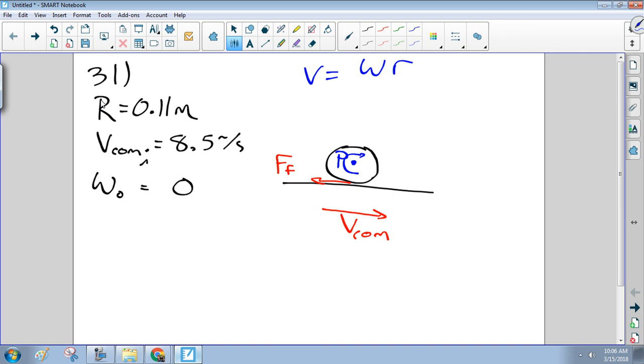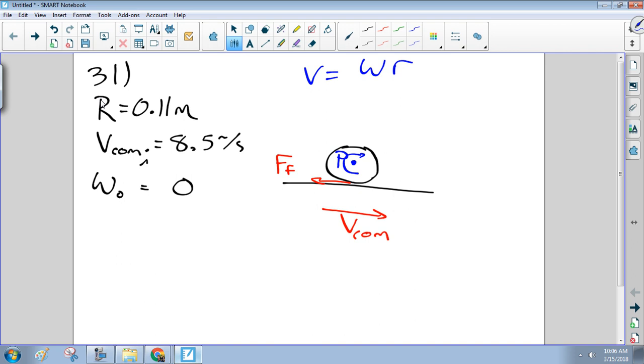Let me see. I guess you're right. If it's on a horizontal surface, friction is not going to do any work. Once it's smooth rolling, friction will not be doing any work, so it won't slow down. I agree with that. Does that make sense, you guys?